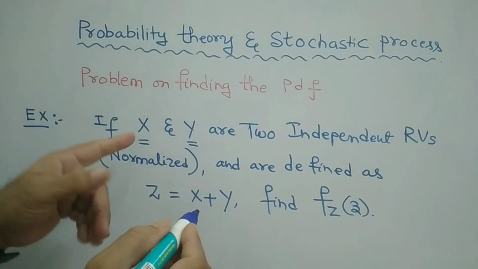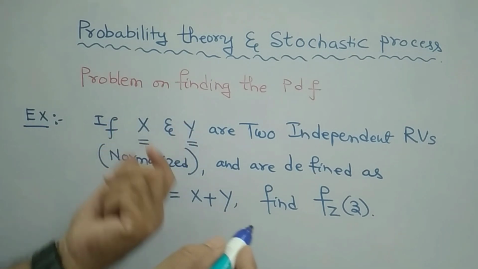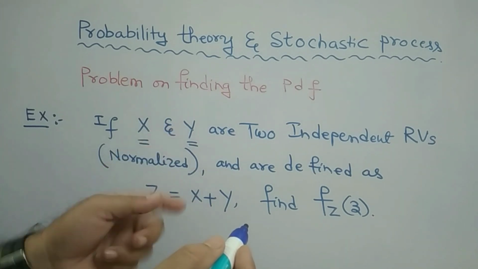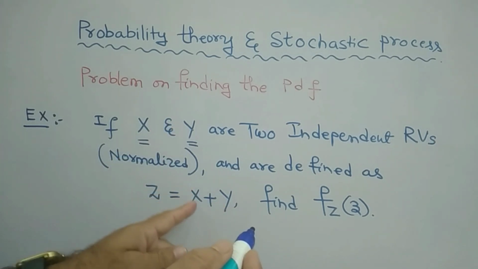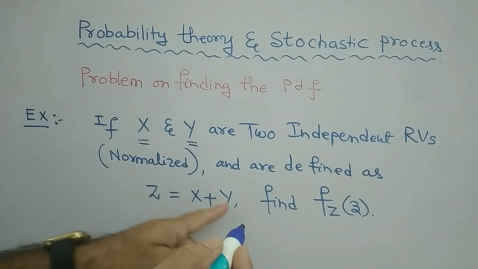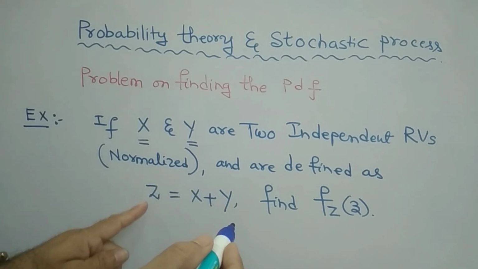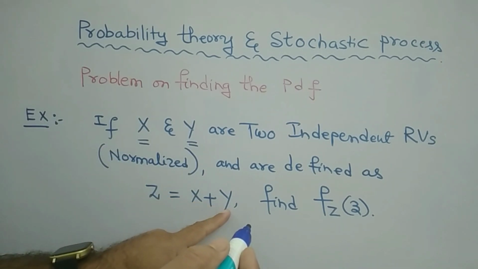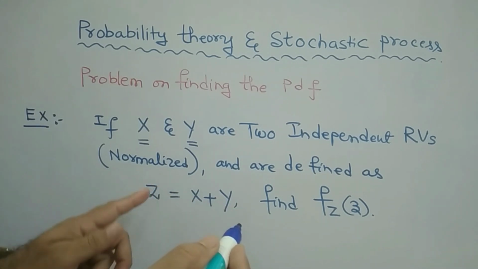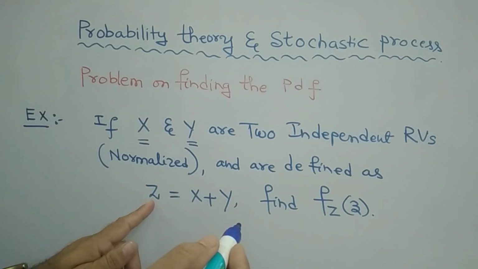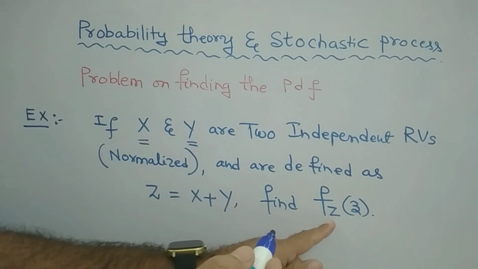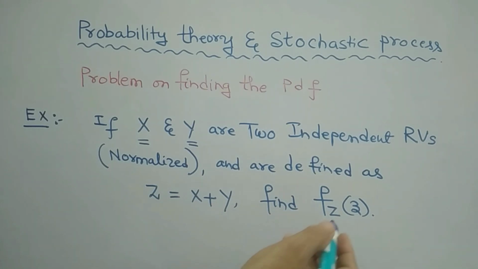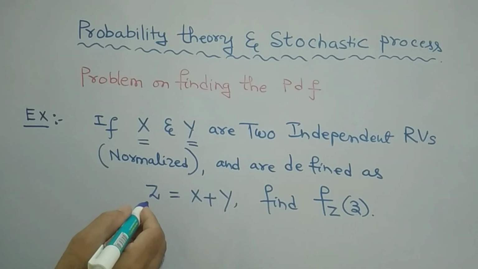Normalized independent random variables, and these two random variables are defined in such a way that z is equal to x plus y. What actually happens in this problem is that we are adding two random variables, and we are defining another new variable as z. In this case, z is also a random variable, because x and y are random variables, and the sum of these two is also a random variable. For this new random variable z, you are asked to find small f of z. What is small f of z? The probability density function of z, right?